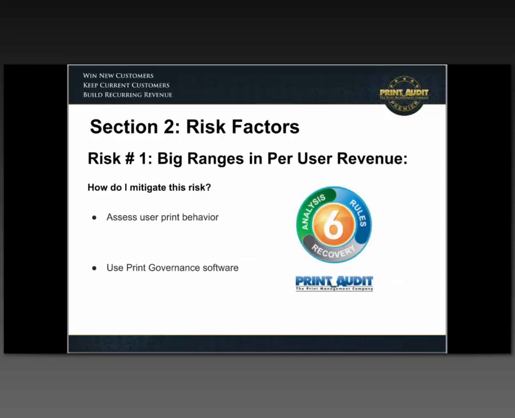So because we've got this big range in user spend, how do we mitigate it? Obviously, the only way you can tackle the problem is if you have good information on it. Living in the age of big data and data analytics and tool sets that give you the ability to look at how users are printing and what their behavior looks like, that's got to be step one. We need to look at not just the physical printer's behavior in the environment, but the user's print behavior. And the only way we can do that is using some kind of print governance software. At Print Audit, we're pretty proud of Print Audit 6 and the ability to analyze, apply rules, and recover different cost elements using software that is based on users, not just on devices.